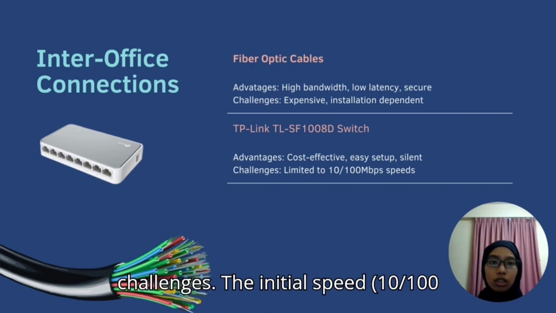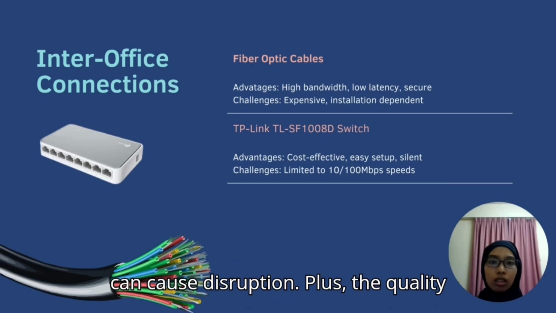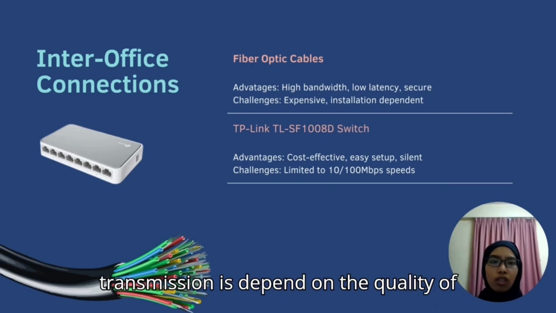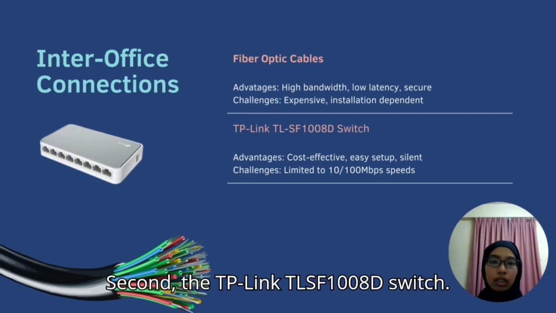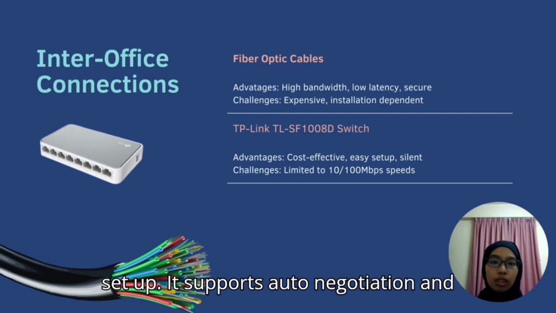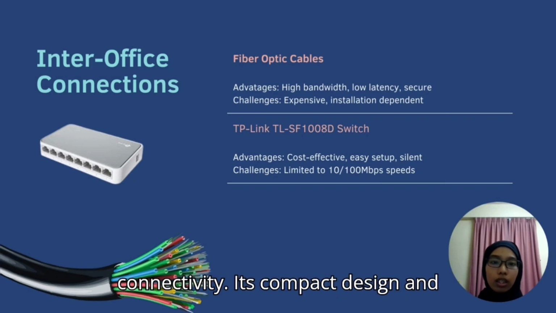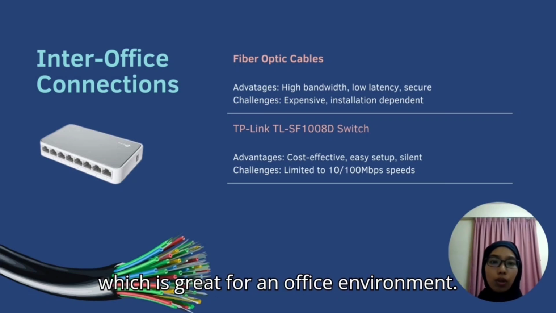However, there are some challenges. The initial expense is high and installation can cause disruption. Plus, the quality of signal attenuation and data transmission depends on the quality of installation and the distance covered. Second, the TP-Link TL-SF1008D switch. This switch is cost-effective and easy to set up. It supports auto-negotiation and auto-MDI/MDIX, ensuring seamless connectivity. Its compact design and fanless operation mean it runs silently, which is great for an office environment.